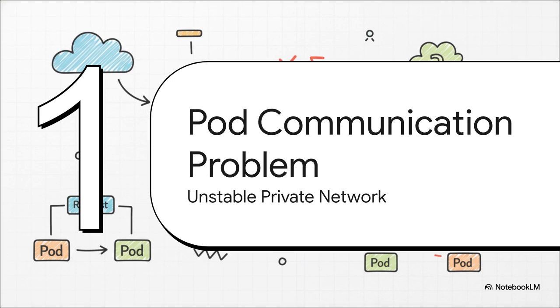We have a really simple setup, a front-end application that needs to get some data from a back-end application. Both of these are running as separate pods inside the same Kubernetes cluster, which you can just think of as its own private little network.